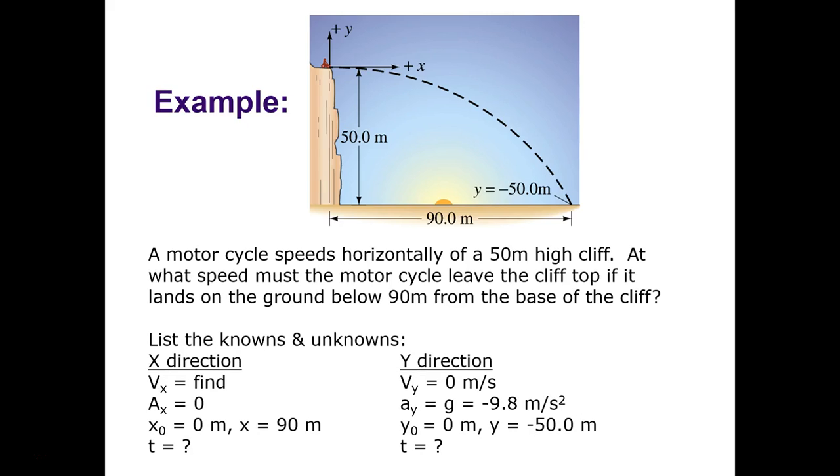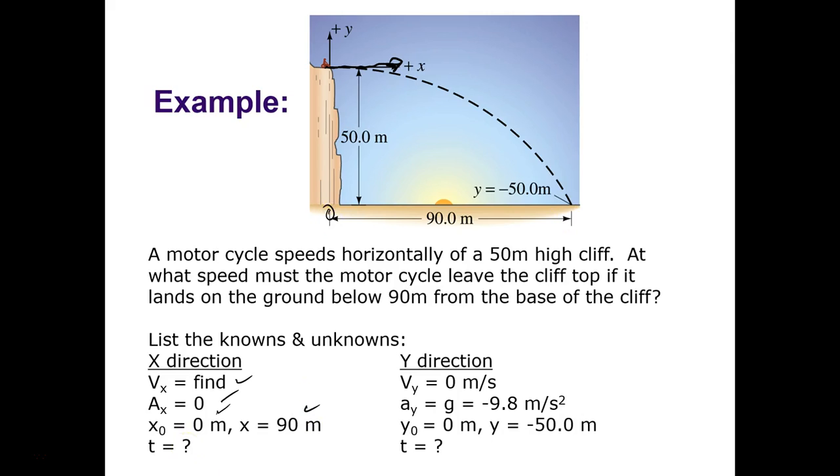But we want to list our knowns and unknowns. So in this case, in the x direction, we want to know what that velocity is. What x velocity do we have to drive off this cliff with to make it 90 meters? And we know that it's all in the x direction because we're driving straight off the cliff, so all of our initial velocity will be solely in the x direction. We know our acceleration in the x direction is 0. We know our initial position is 0 meters because we're going to call this 0 right here, and our final position is 90 meters, and we don't know what the time is.